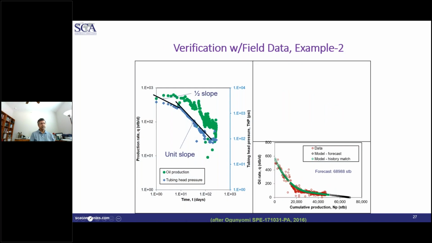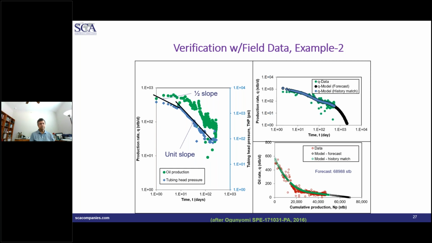Similar thing for another example. As you can see, the half slope response followed by unit slope. Unit slope implies the boundary dominant flow, whereas the half slope implies the linear flow in the early times. Again, artificial lift was implemented at that point. Again, we get a point of inflection and all that.